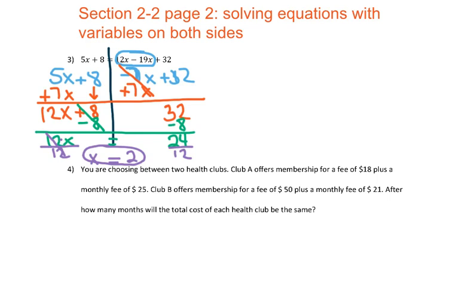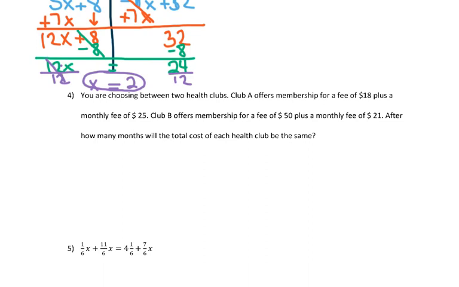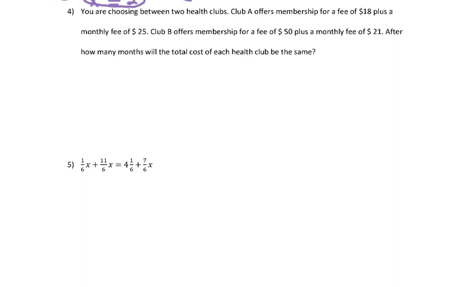Alright, let's do another word problem. Number 4 here. You're choosing between two health clubs. Club A offers a membership fee of $18 plus a monthly fee of $25. And Club B offers a membership fee of $50 plus a monthly fee of $21.